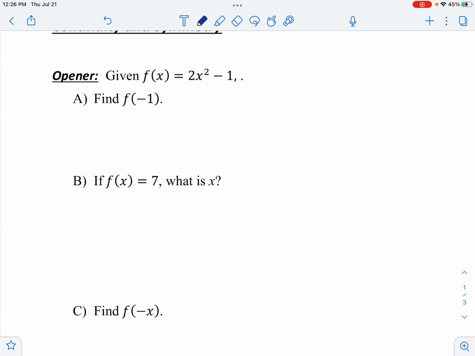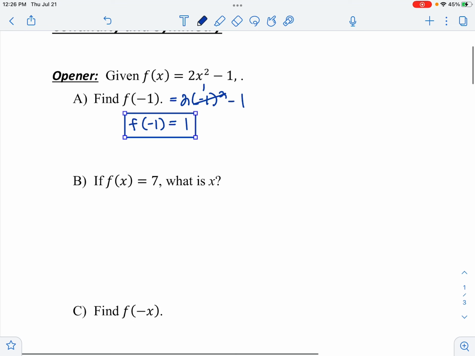The first one's find f of -1. So you can go ahead and plug -1 into the function for x. -1 squared is +1. 2 times 1 is 2, minus 1 is 1. So f of -1 is +1.